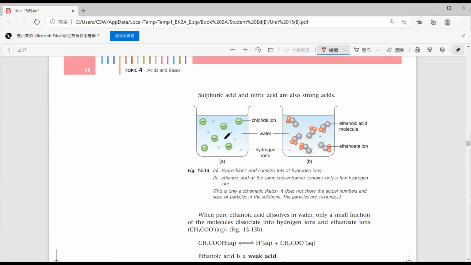Which part is more dominant? So the ion part, the ionic form is more dominant, or the molecular form is more dominant, and it will help you judge whether or not the acid is said to be strong or weak.